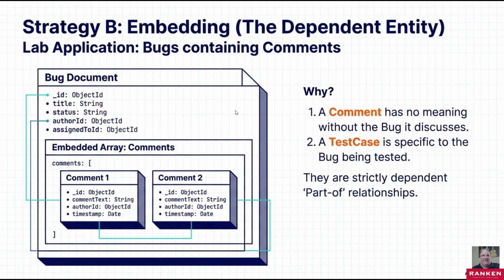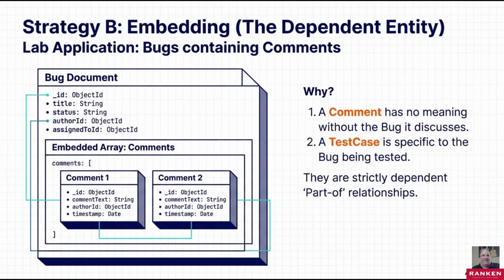So another way is obviously the embedding, the dependent entity. So bugs containing comments. In this case, on the left-hand side you've got a bug document, and you have an embedded array of comments. So these comments are all comments about this bug. If this bug was gone, the comments couldn't survive, because these bug comments are about this specific bug. So it's a much tighter relationship, okay? Much tighter relationship.